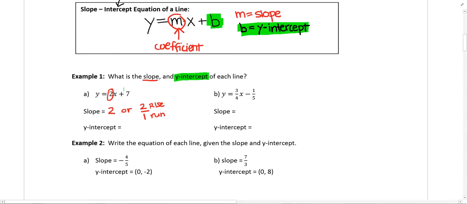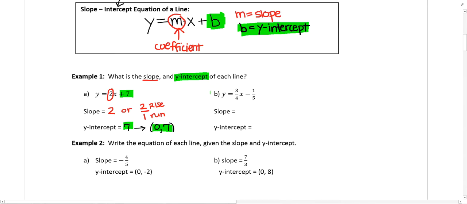Then the y-intercept is the number that doesn't have an x next to it. It's a constant. It's just either adding, or if it's negative, it'll be subtracting. So right here we have that it's 7. So the y-intercept is 7. We can write just 7, or we can write it as the point 0, 7. So this is where it's going to cross the y-axis.